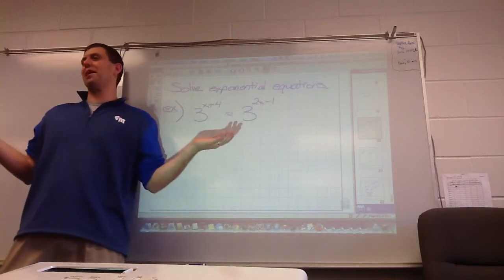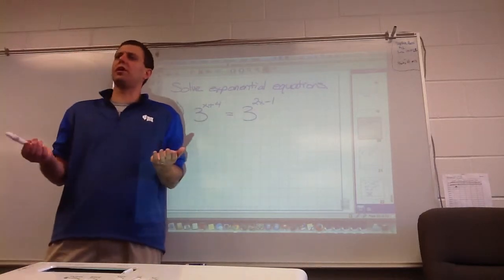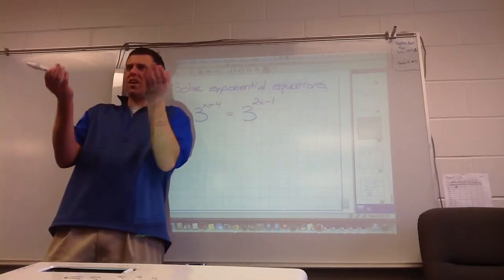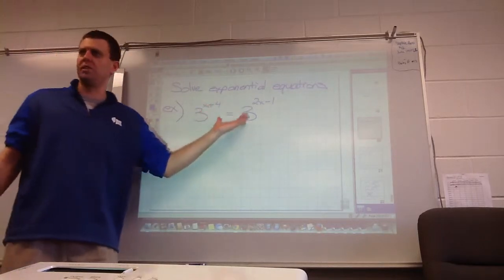Yeah, but here's the problem. They're not all going to be that simple. Okay, but yeah, that's how an equation works, right? If you can figure out what number to plug in for x so that both sides are equal, I mean, unfortunately, they're not all this simple.